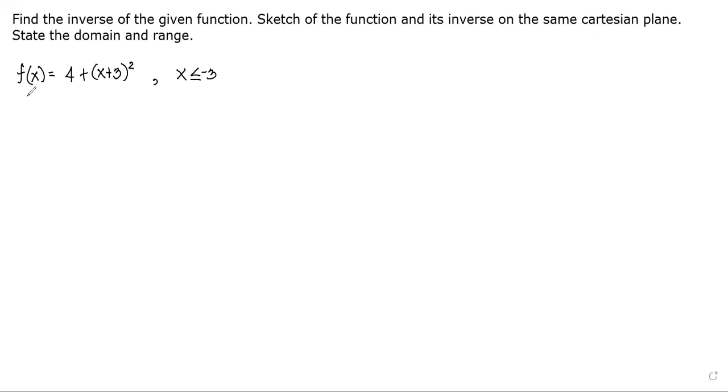It's a given function, 4 plus (x plus 3) quantity squared. And the restriction for the domain is x should only be less than or equal to -3. So again, find the inverse of the given function, sketch the function and its inverse on the same Cartesian plane, as well as state the domain and range.